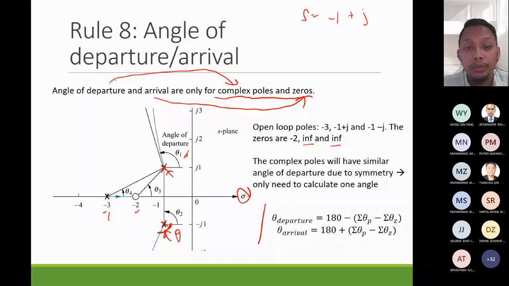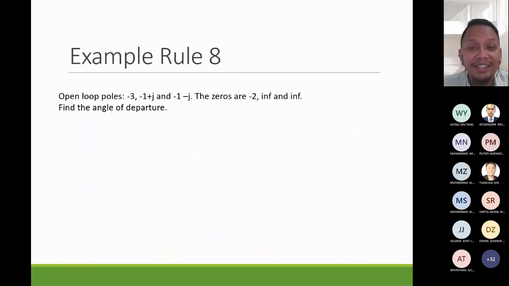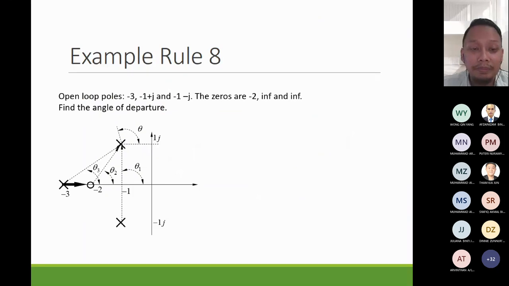Kita tengok contoh. So we go back to the previous slide punya example. So how to determine this angle theta? Okay, so this angle theta is the angle of departure. Okay, why angle of departure? Because it measures the angle from this imaginary pole. Okay, from the complex pole. Okay, kalau the complex zero, the angle of arrival.